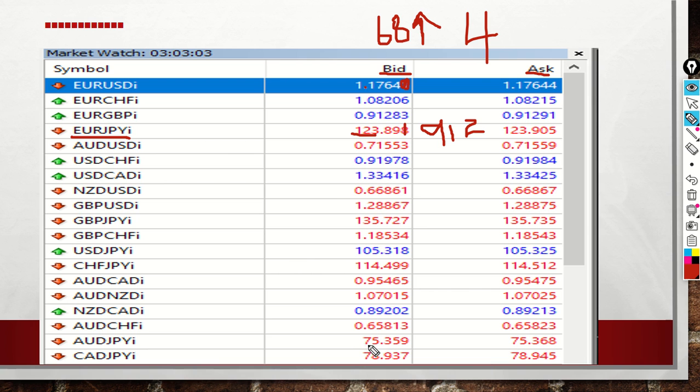The same comes here to CAD and odd JPY. It's around 75.359. Okay, this is a fraction of a pip. We don't consider it. Like in here, this is a fraction of a pip. A pip is the second number after the decimal point, considering it's a yen pair, or if it's a non-yen pair like odd New Zealand, this is our pip.